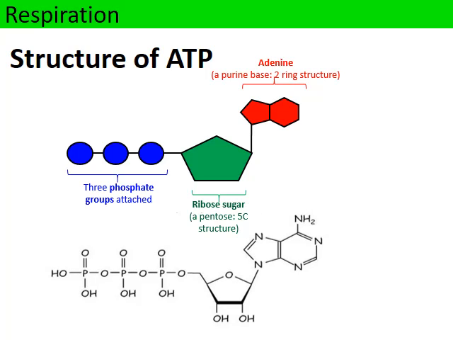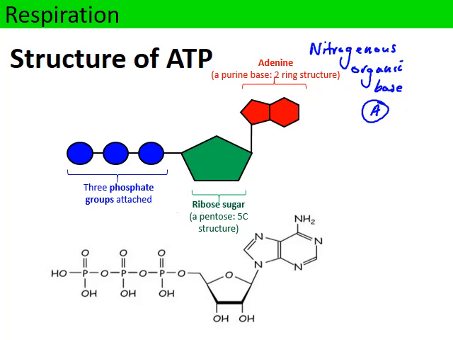Now, in the exam, you really need to know the cartoon version of ATP. So we can see a nucleotide, it's made of 3 components. Adenine is the nitrogenous base. So it's a nitrogenous organic base, and it's always adenine in ATP.